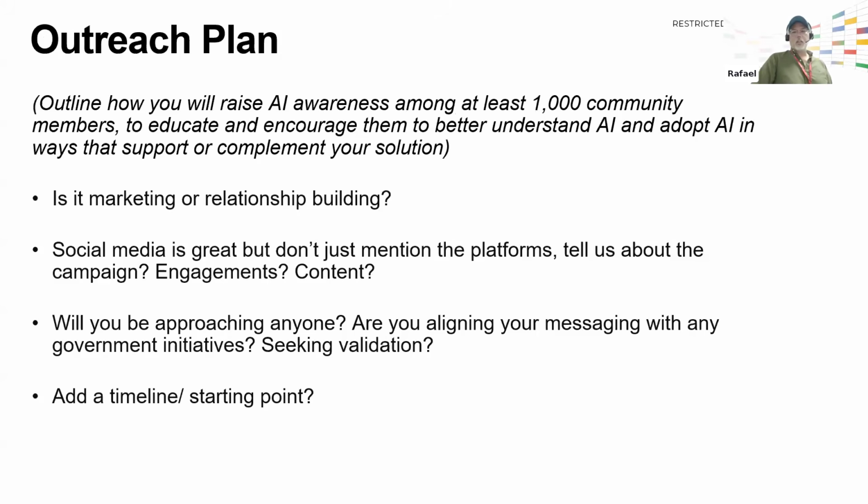Okay, so next is your outreach plan, right? I like how you will raise AI awareness among at least 1,000 community members. So I'm reading this as a plan, right? I'm not reading this as something that you need to get out of the house and do immediately to make sure that you get 1,000 community members. So if I'm wrong, please correct me, AI Singapore, but I'm reading this as a plan. So outline how you will raise AI awareness amongst at least 1,000 community members to educate and encourage them to better understand AI and adopt, right?